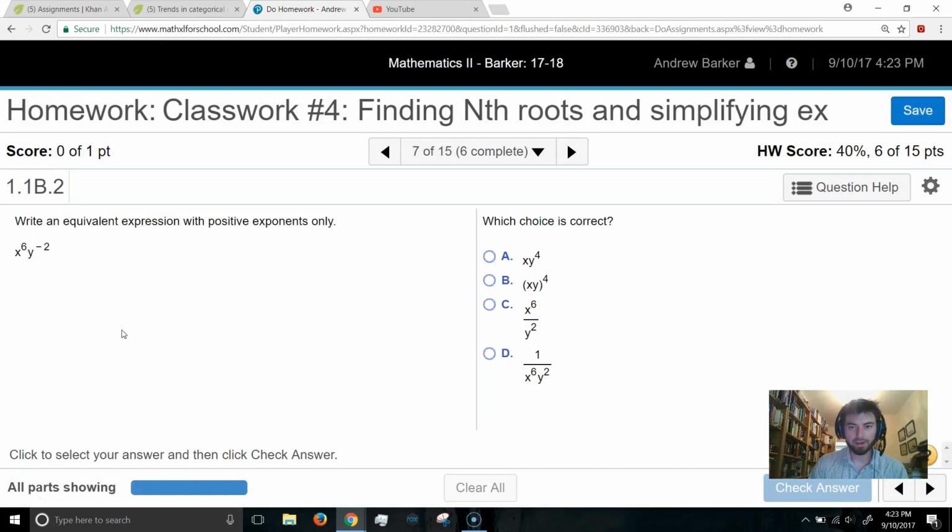All right, so this is a good example. This y to the negative second will flip into the denominator. But the x to the 6th is not affected by that negative 2, so the x to the 6th stays in the numerator. The y to the second falls into the denominator.